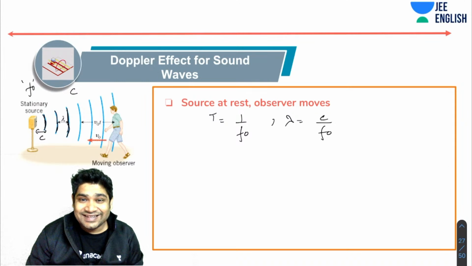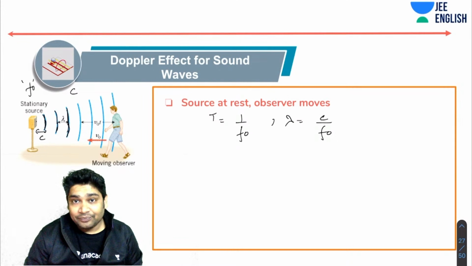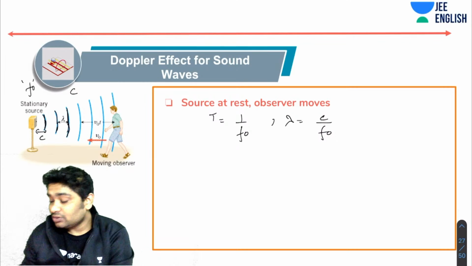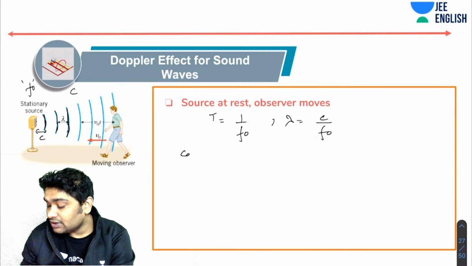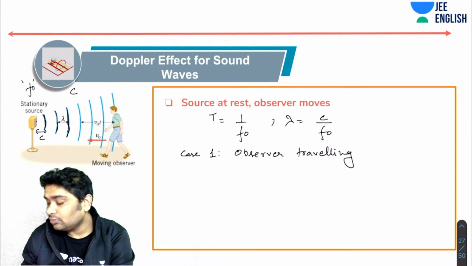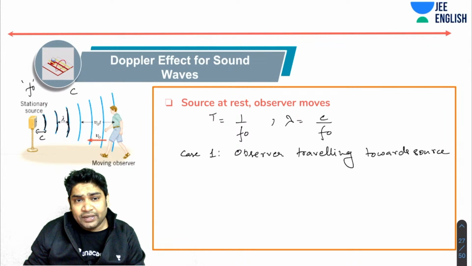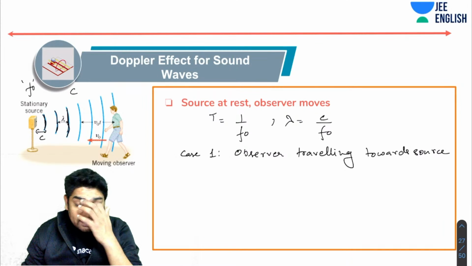Okay, so this is the distance between the two waves traveling. Now the observer is, let's say, traveling itself with some velocity VO. Case one, observer traveling towards the source. So what you realize is that the frequency heard by the observer would be the number of waves it intercepts in 1 second.